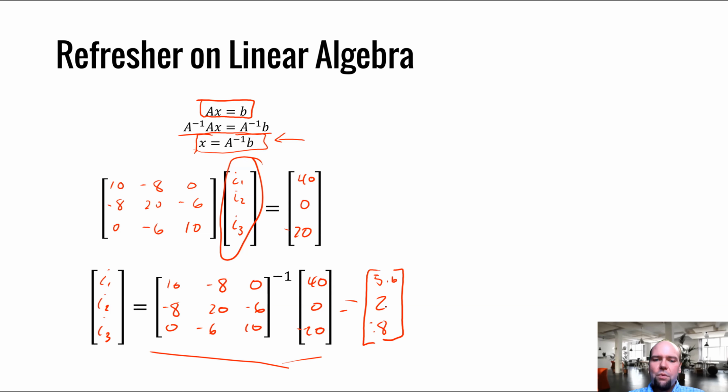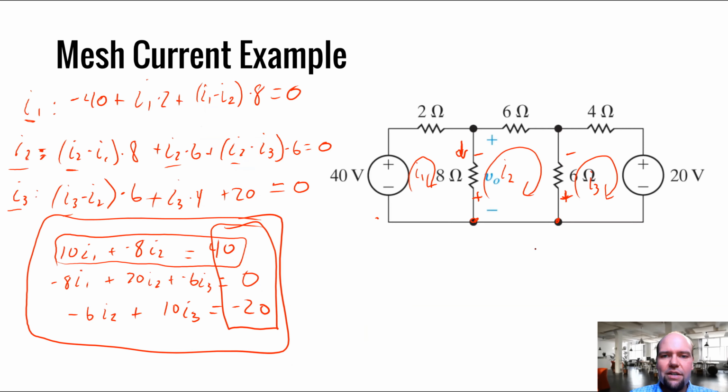But I don't trust myself. So what if I don't trust myself here? How can I check my work? How can I make sure that this might be correct? Well, let's go back. We got 5.6, 2, and negative 0.8 here. Let's verify that these currents are right using Kirchhoff's voltage law.